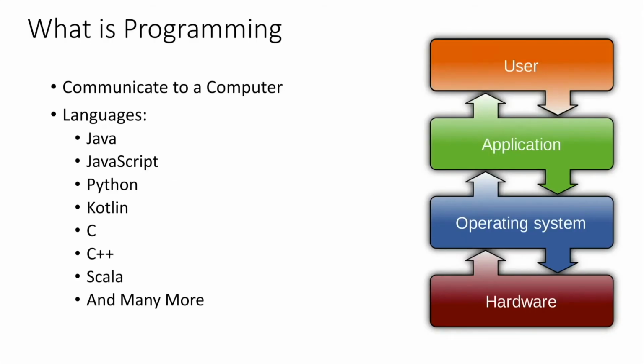So, let's start talking about coding. Programming or coding allows you to control a computer. There are many different languages, as are listed here. There's Java, JavaScript, Python, Kotlin, C, C++, Scala, and many more. And each of them has their own advantage.